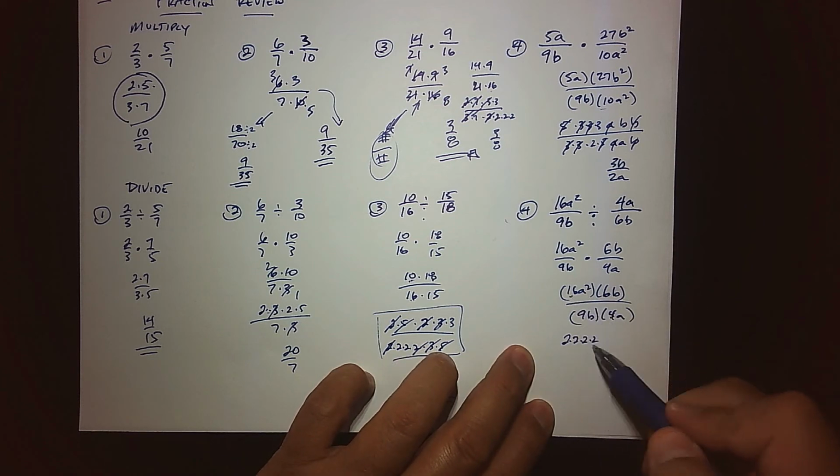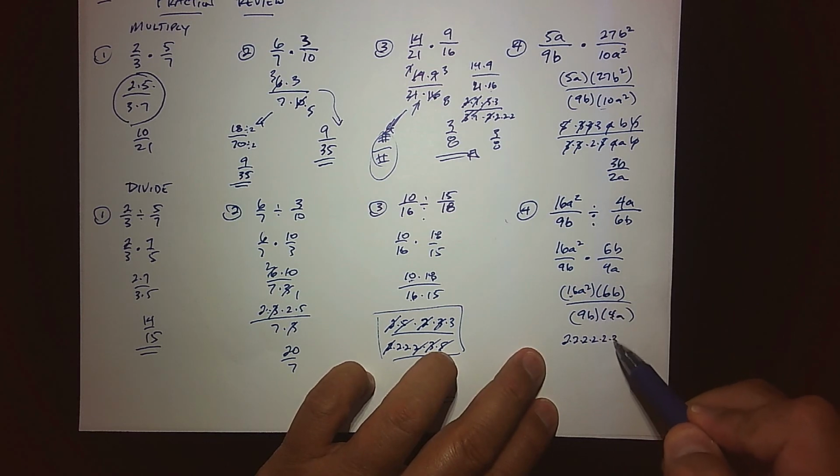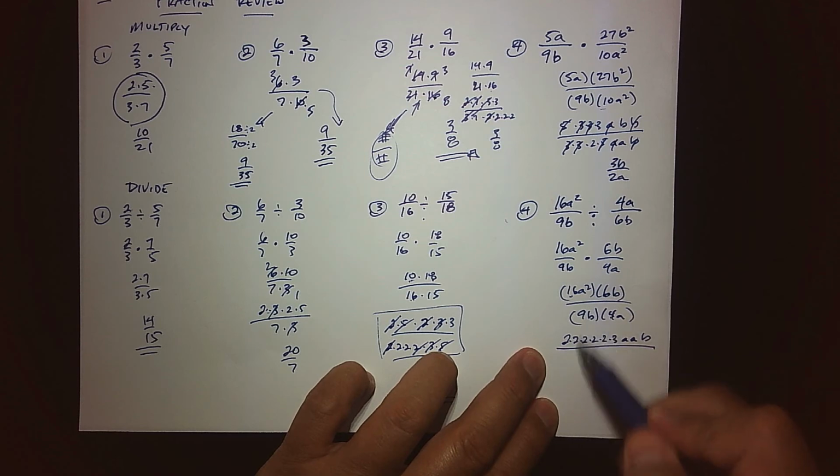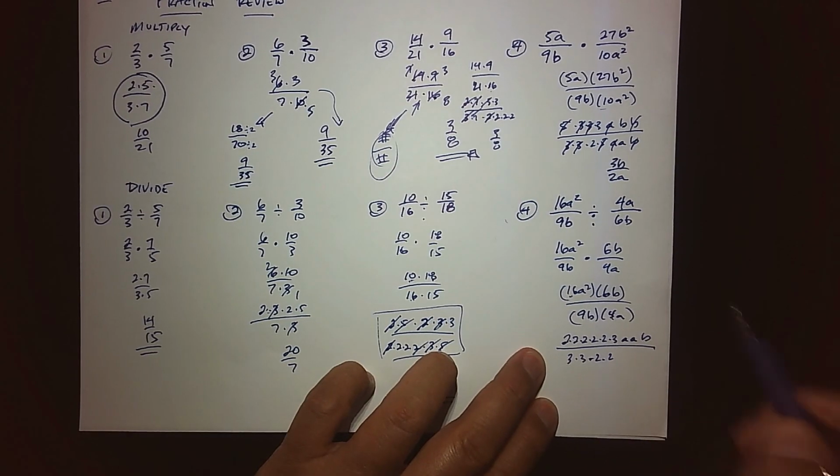So 16 is 2 times 2 times 2 times 2. 6 is 2 times 3. I have an A and a B. And down below, 9 times 9 is 3 times 3. 4 is 2 times 2. And then it looks like I have an A and a B.